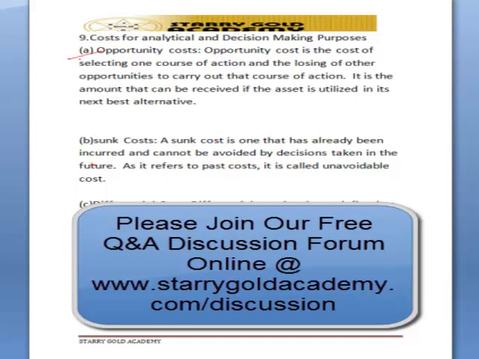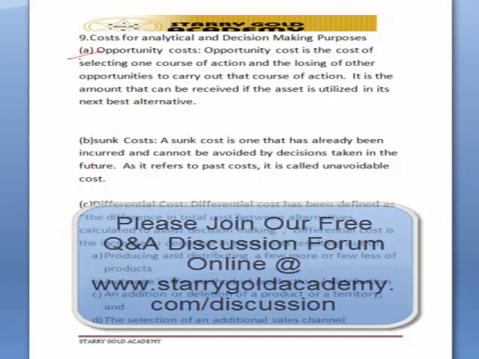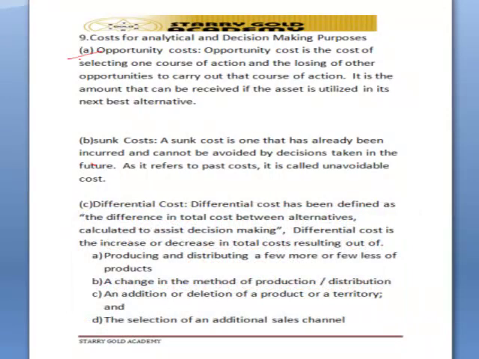So take note of that. It is the amount that can be received if the asset is utilized in its next best alternative. Sometimes I always say, it is the benefit foregone from the alternative not chosen that is also termed the opportunity cost. So for analytical decision purposes, we must consider our opportunity cost. Opportunity cost has also been defined as the best lost by rejecting the best competing alternative to the one chosen. The best lost is usually the next earning or profit that might have been earned from the rejected alternative. You must also take note of that definition.